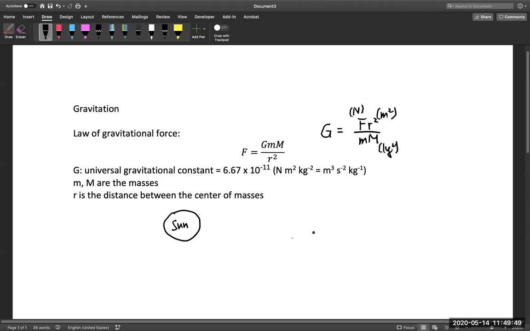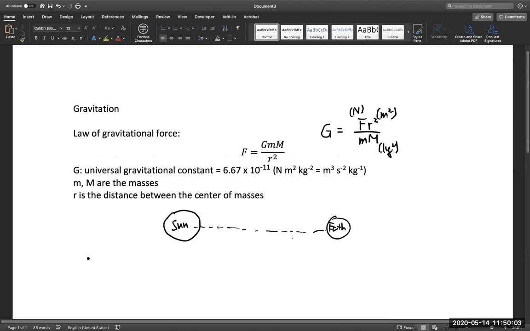Okay. And then this is the Earth. So the gravitation force is an attractive force. I think this is not difficult to understand. So you should know this force is always attractive. There's a force acting on Sun by Earth, and there is also a force acting on Earth by Sun. And you should know that these two forces have the same magnitude because they are an action and reaction pair.